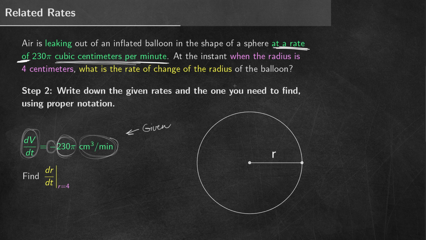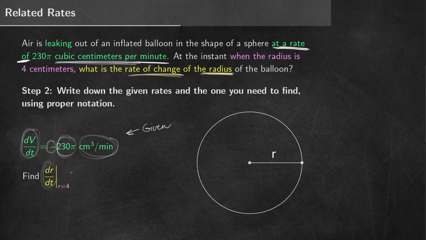So that's what they want us to find. The rate of change means derivative of the radius. So dr, and again, it's with respect to time, at the instant when... So it's with respect to time. We want to find dr over dt. That translates into dr over dt.